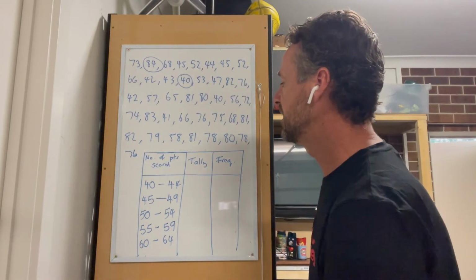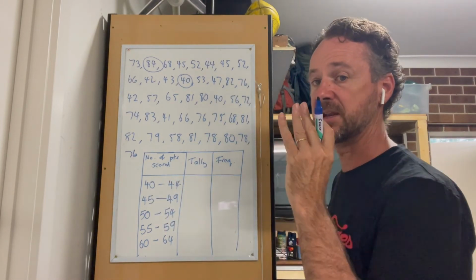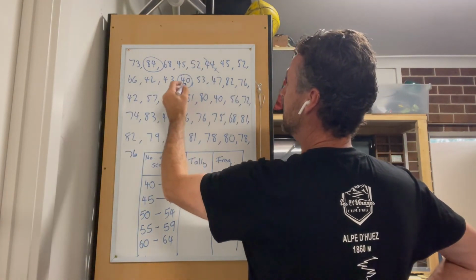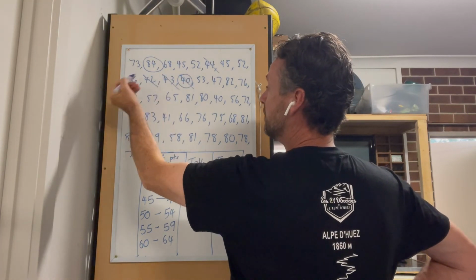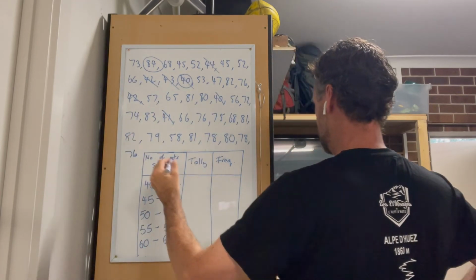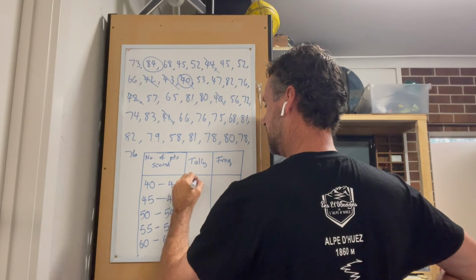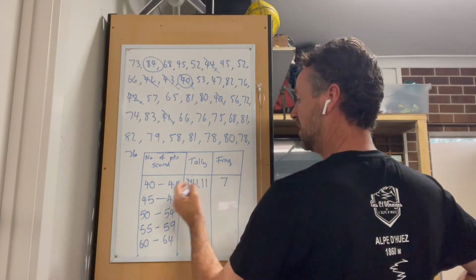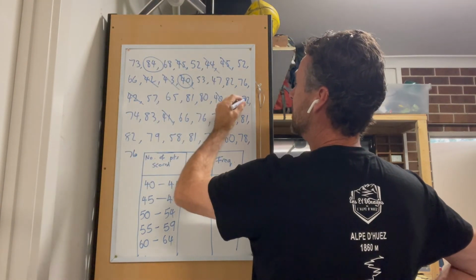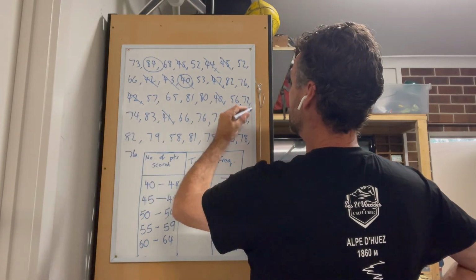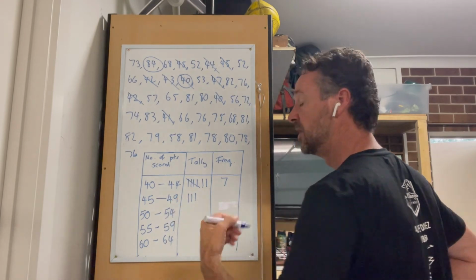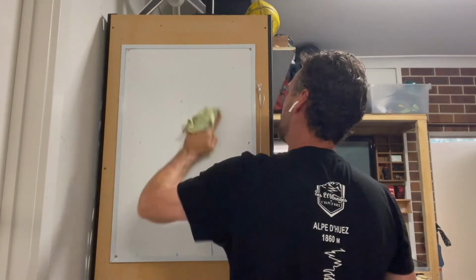We then look at our data and count up all the scores that are 40 to 44. So we have 1, 2, 3, 4, 5, 6, 7. From 45 to 49, we have 1, 2, 3. I'll fill in the rest of the chart now.